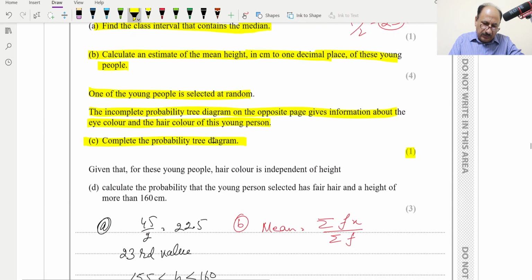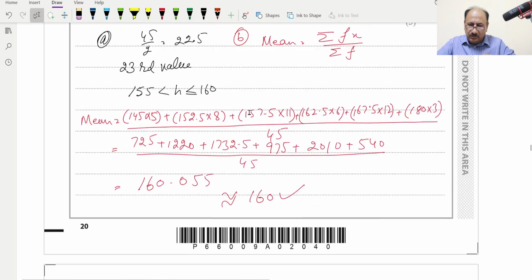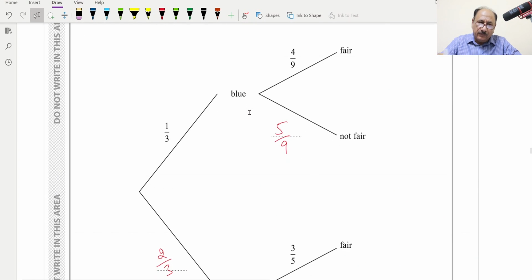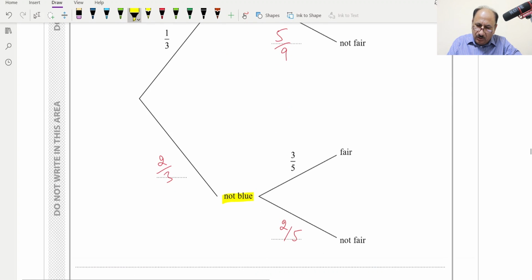Then given that for these young people hair color is independent of height, so there's no connection between hair color and height. D part: calculate the probability that the young person selected has fair hair and a height of more than 160 centimeters. So fair hair color will have two options. It can be blue and fair, or it can be not blue and fair.